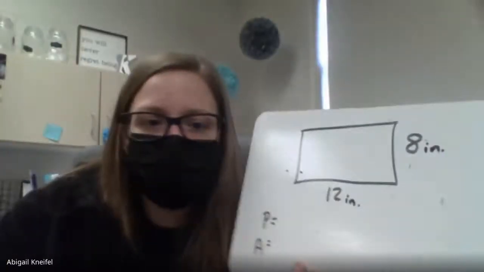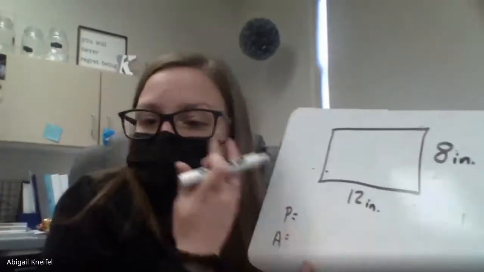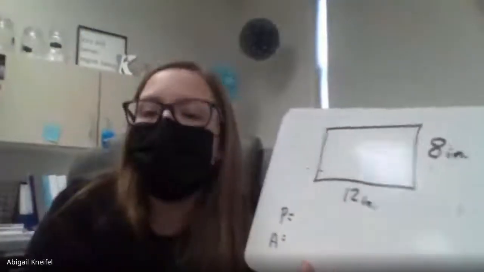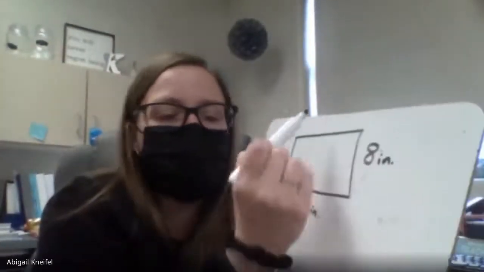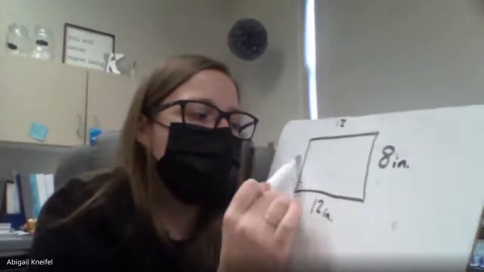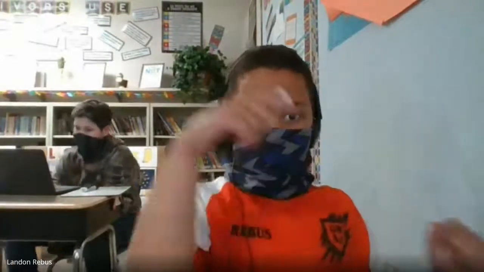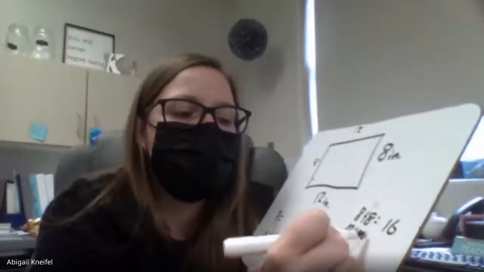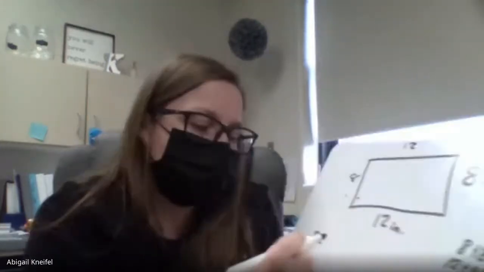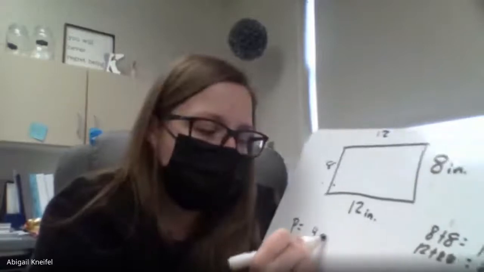All right. So to find the perimeter, we have to add up all the sides. But I only listed 2 sides. Oh no. But we know this is a rectangle. The sides across it are going to be the same. So we have 8 plus 8, which equals 16, and 12 plus 12, which equals 24. 16 plus 24 is 40. So P equals 40 inches.